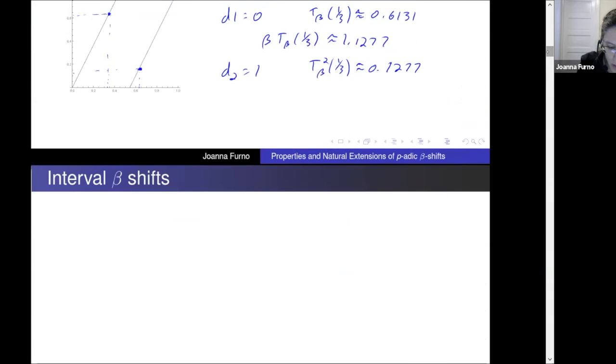And we can keep going, right? Because it's looked the same so far, except notice we didn't get back to a third. So if we go again, we get something that's approximately 0.2348. And so our next digit is a 0.